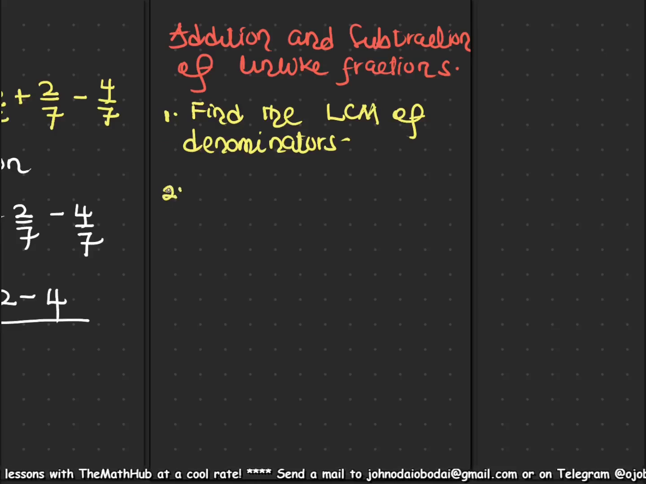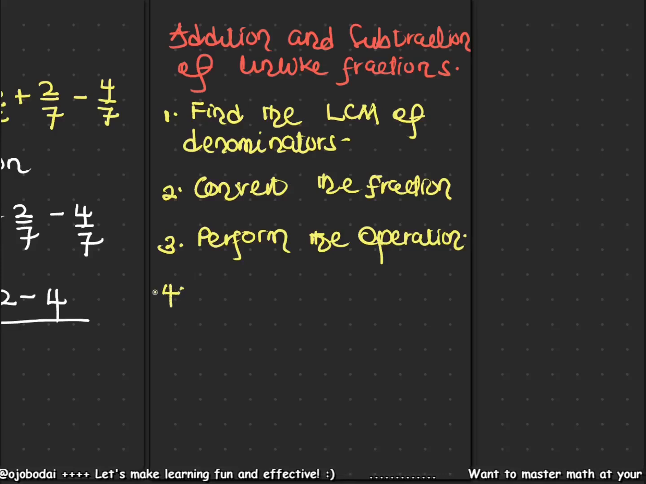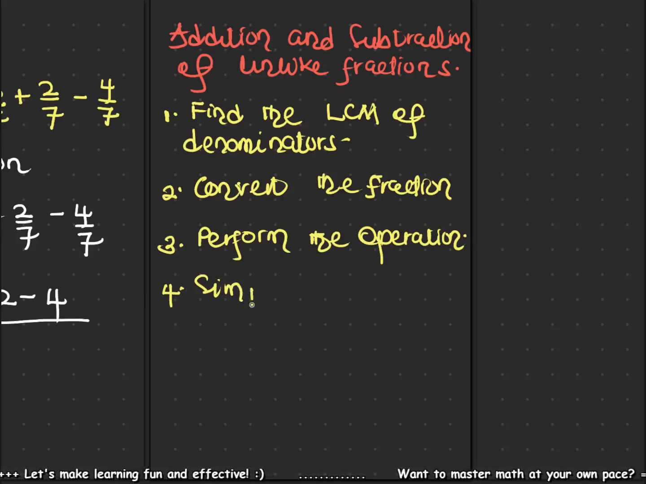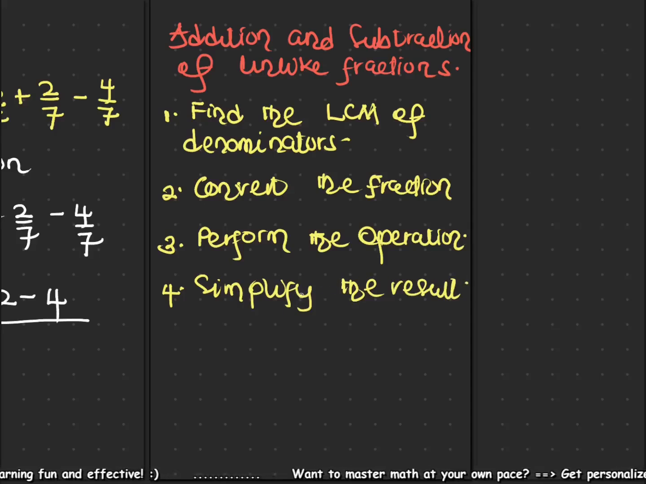Then secondly, we have to convert all the fractions into their equivalent forms with respect to the LCM being the denominators. So we convert all the fractions and then we now perform our operation, our addition and subtraction. After finding the LCM and converting our fractions, we perform the operations. Then finally, after doing our addition and subtraction, we now simplify, if need be.